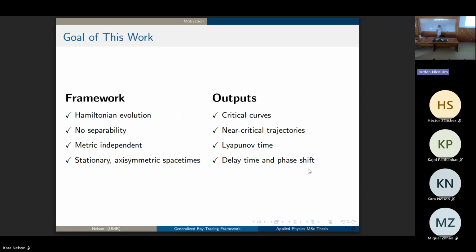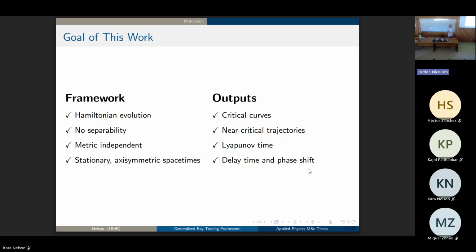Okay, so goals of this work: we set out to develop and validate a very general ray tracer and be able to calculate some quantities and some more observable aspects. In our framework, we use a Hamiltonian evolution. It does not depend on separability. It is metric independent. So one of the goals was to keep the framework completely the same. Really, the only thing you have to change is the metric itself.